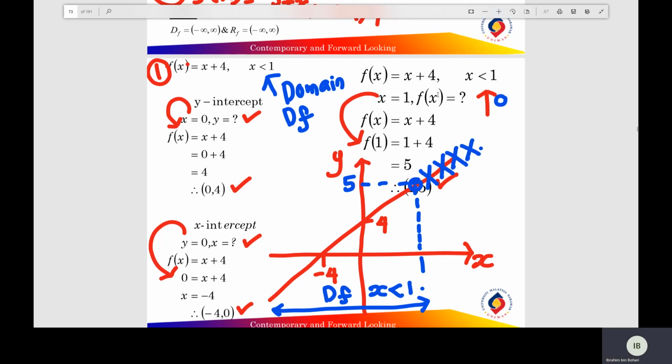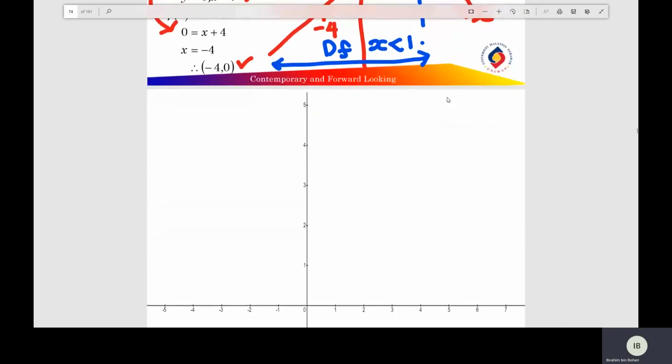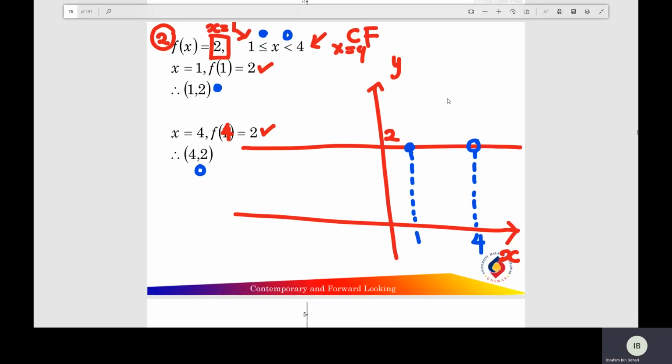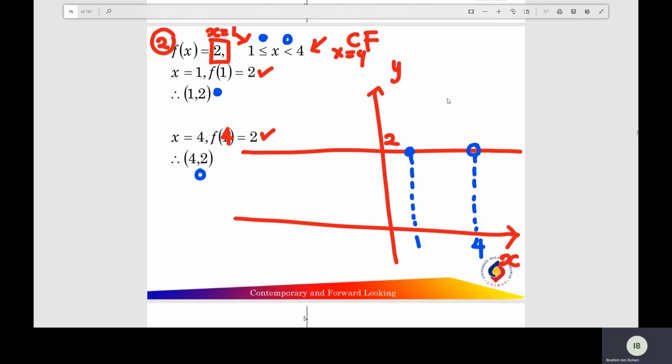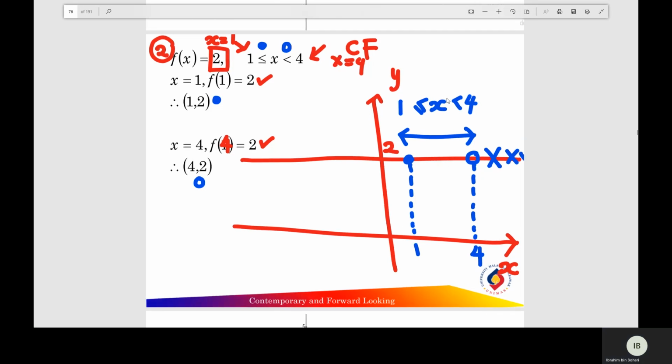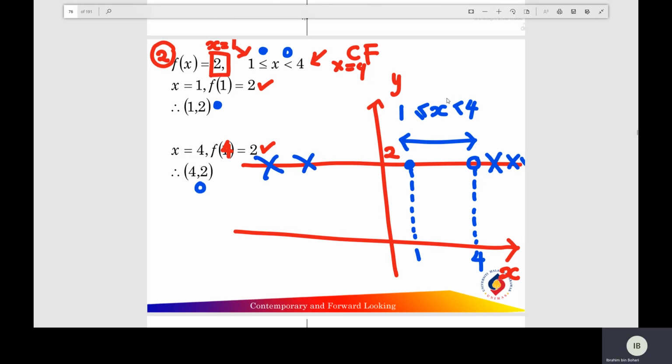Okay, settled, the first function. And then the second function: f(x) equals 2, and the value of x is less than 4 and greater than or equal to 1. So you put the domain. This constant function is defined between 4 and 1. So between 4 and 1. And here you cancel. This straight line you cancel, and here cancel.